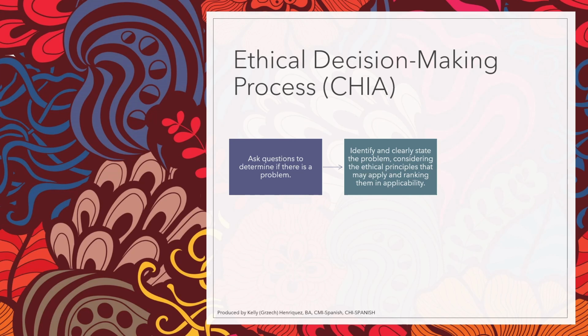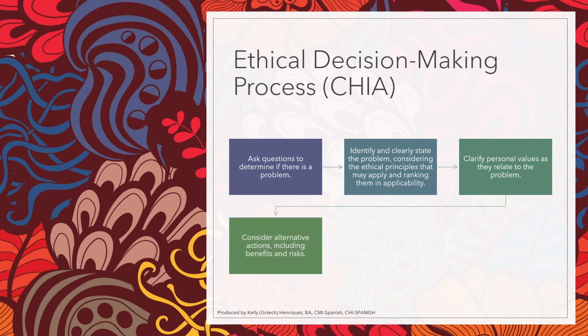So after you rank your ethical principles, step 3 is to clarify your personal values as they relate to the problem. So you want to ask yourself, what personal values of mine could influence how I'm responding to this problem? What personal values might be a challenge when I'm navigating this problem? Step 4, we're going to consider alternative actions, different things that we can do to solve this problem. And we want to weigh the benefits and the risks, the pros and cons. Step 5, we're going to choose the correct action, or the action that we feel is the best choice. And we're going to just carry it out. We're going to do it.